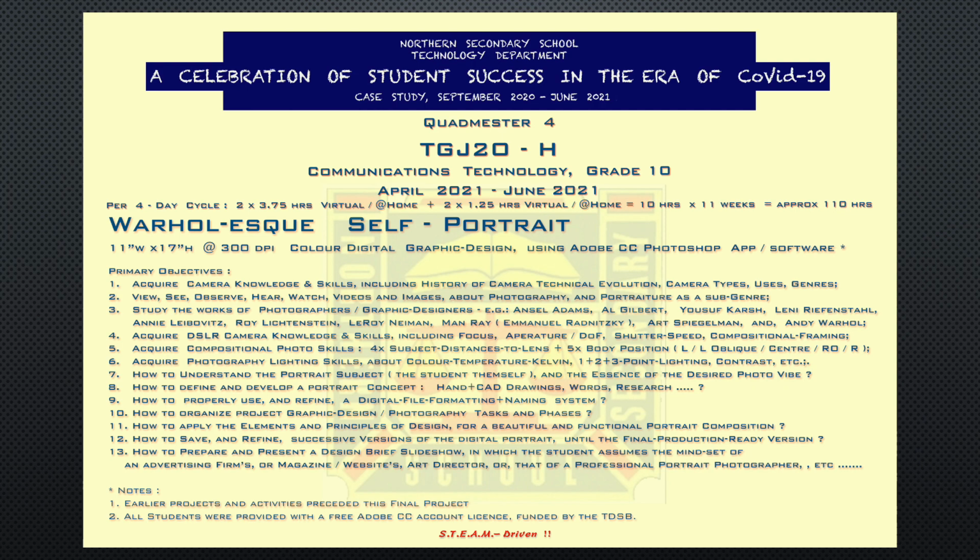In this final project presentation, we are also at the end of Quad 4, and this grade 10 communications technology course is looking at the history of cameras, the history of photography, the history of graphic representation, all the way back to chiseling and early use of shadows and things like that, all the way up to modern day digital SLRs, DSLRs, and mirrorless cameras and lighting, and then also types of photography, portraiture, landscape, and then types of compositions.